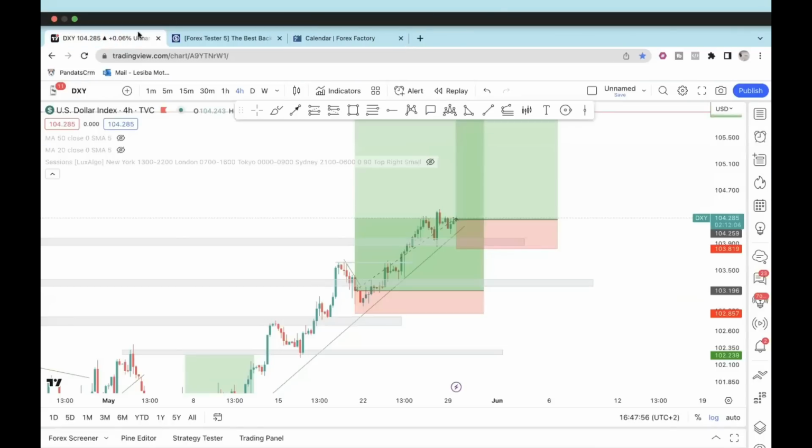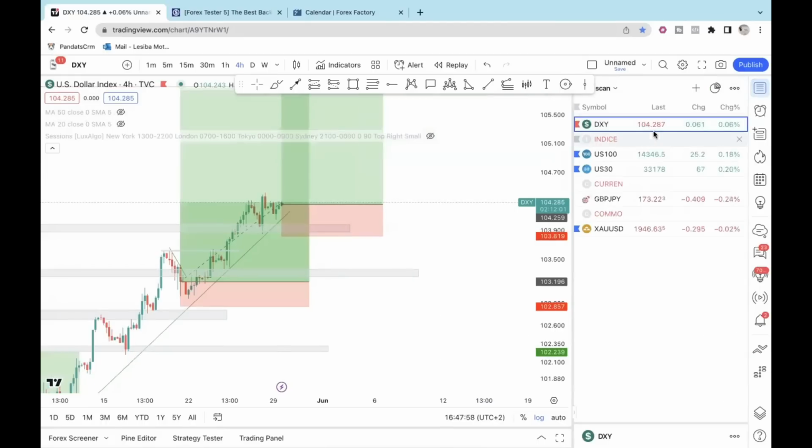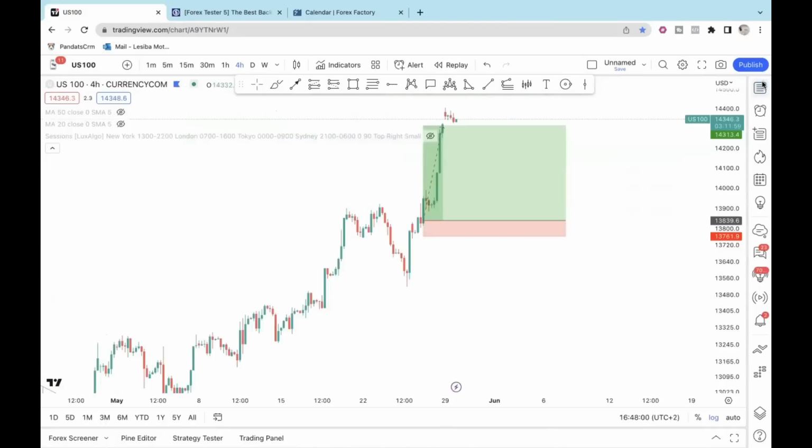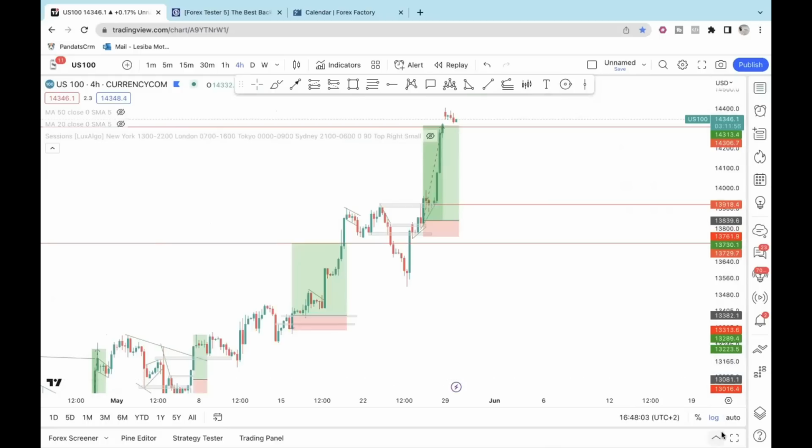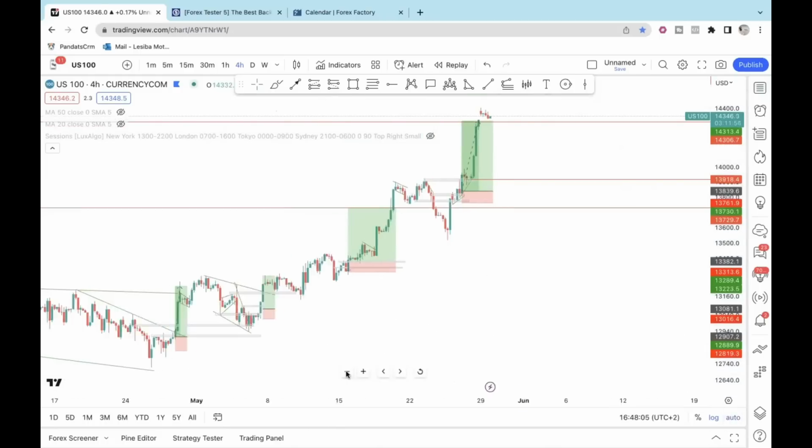Our setup should start playing out as of tomorrow compared to today. So it's okay, we won't be in a rush. Let's just take a look at what US100 is saying.